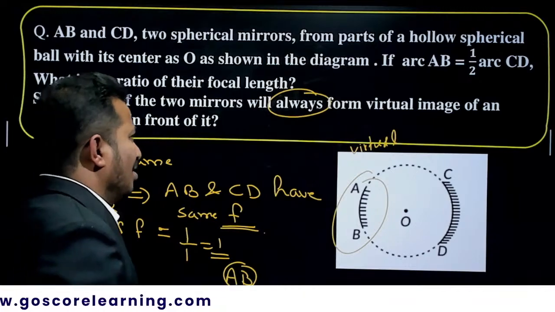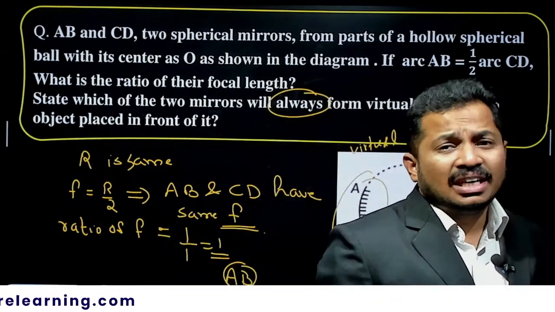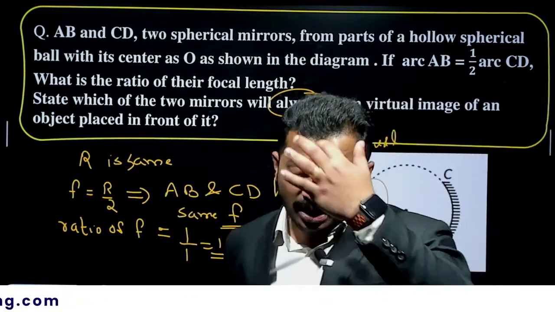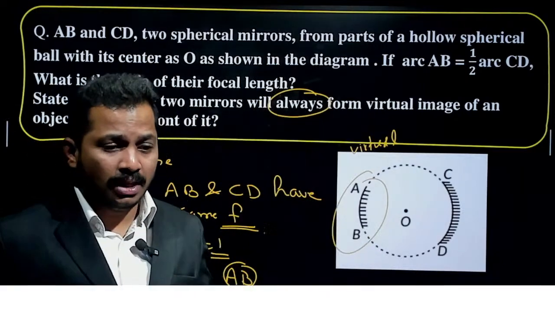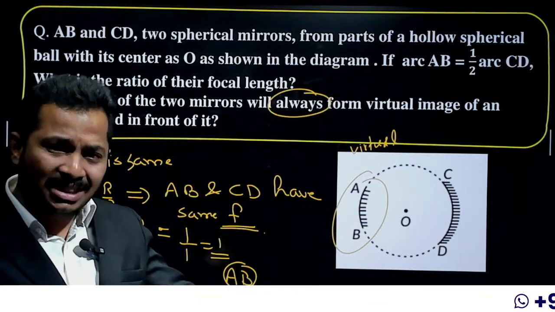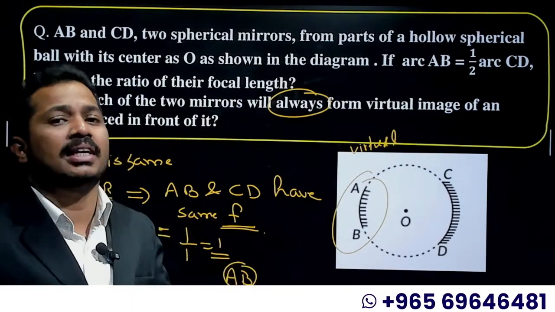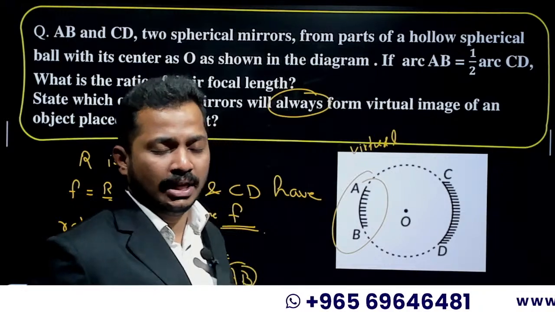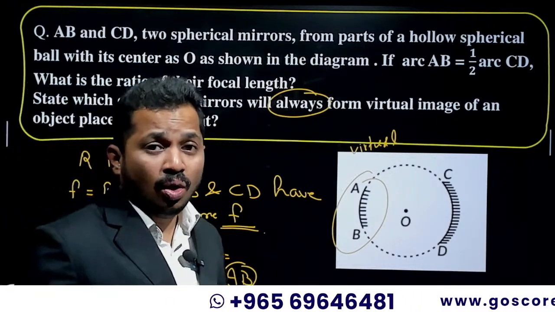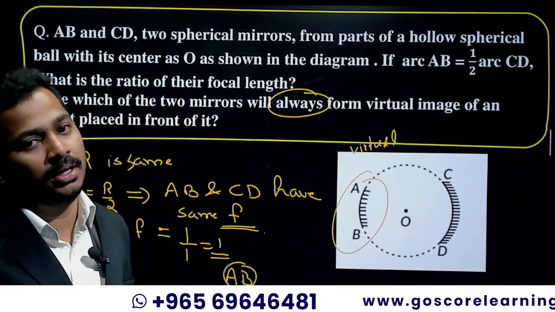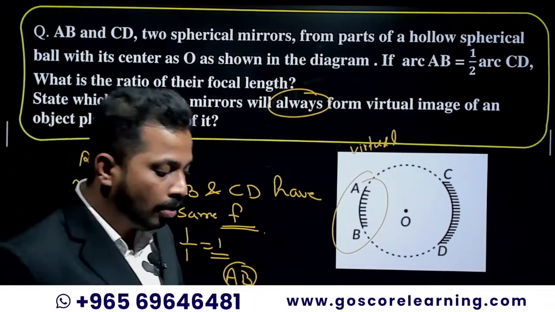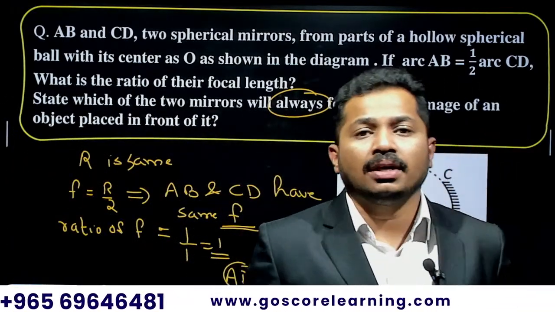State which of the mirrors will always form a virtual image. It is not asked why. Every time you should read the question carefully, because for some questions, not just answers, they will be asking why. If you skip that why part, you are going to lose the marks.